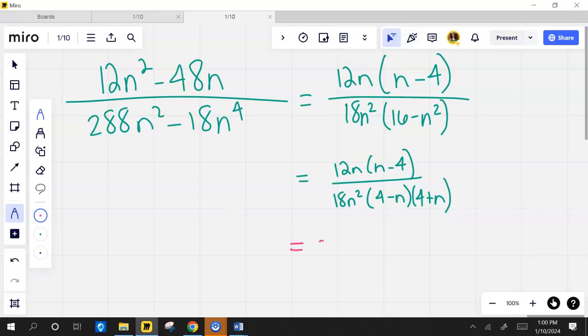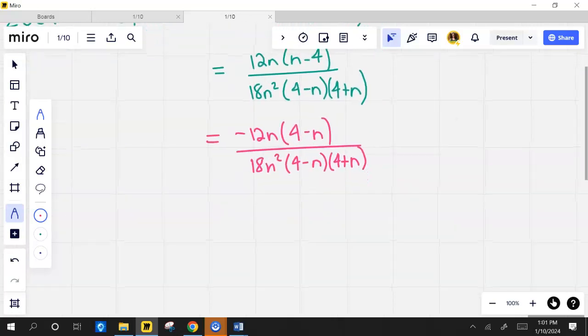So I'm going to say, really, this is negative 12n, and then that's going to make that 4 minus n over 18n squared times 4 minus n, 4 plus n. That, to me, is the hardest part because it's the hardest to see for some reason. You know there's something there to do, but you can't quite put your finger on it. But that's what it is. Now I can start canceling. So y'all ready?